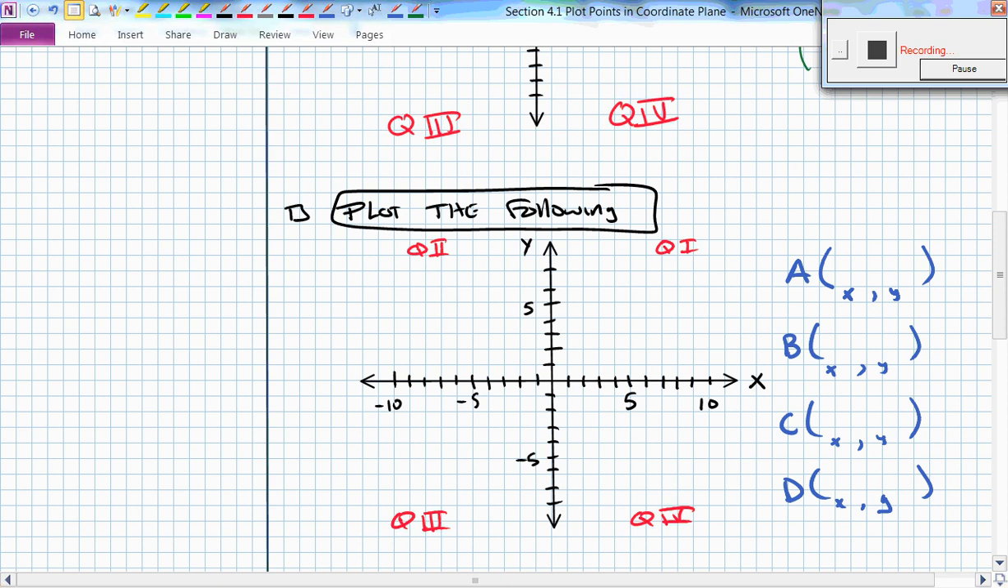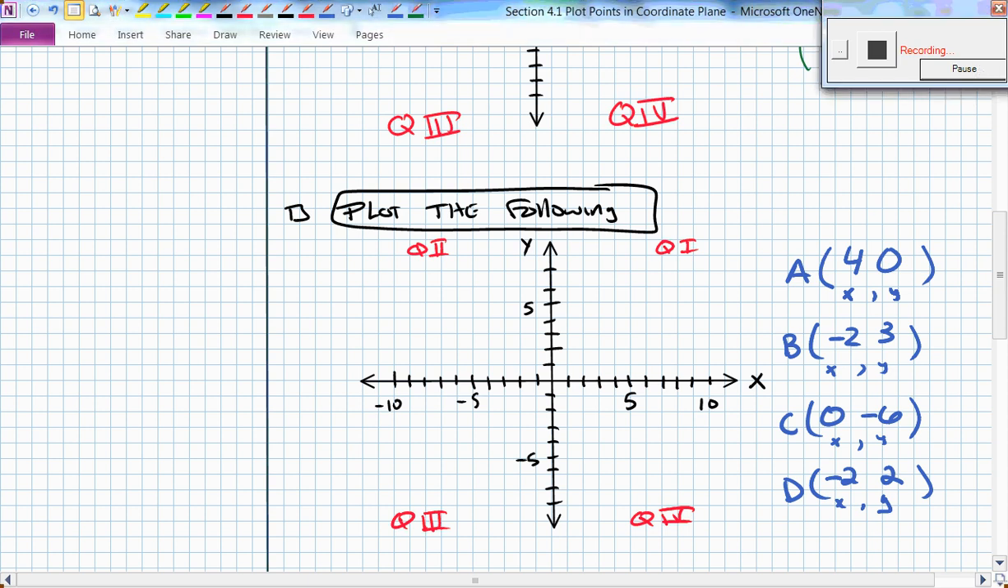Okay, I'm going to give you 4 points. I want you to plot the points and tell me which quadrant they are in. Point A is going to be 4, 0. Point B is going to be -2, 3. Point C is going to be 0, -6. And point D is going to be -2, -2. So please go ahead and plot each of those points on the coordinate plane, okay?